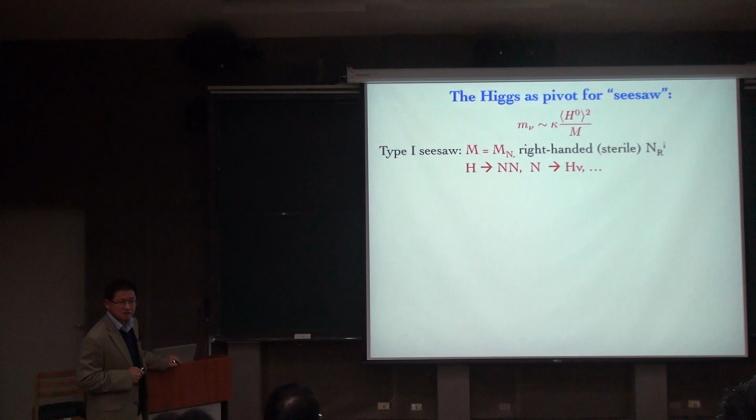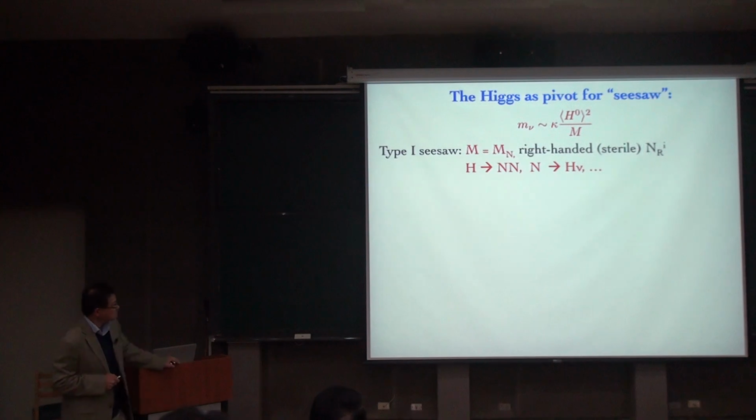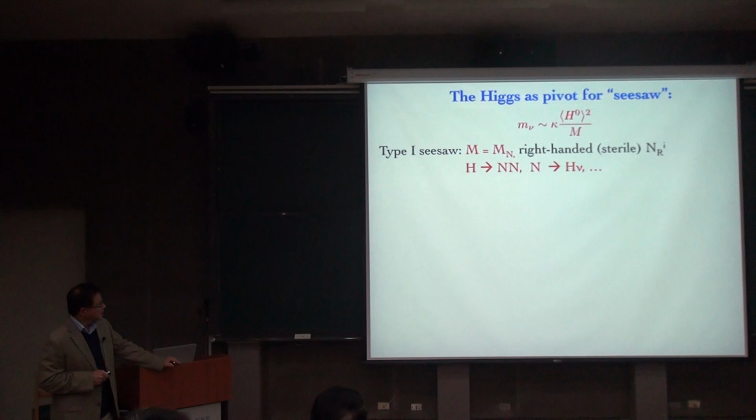proportional to the Higgs vacuum expectation value. The smallness of this may be due to new physics above this. We call it the seesaw mechanism. This is the seesaw mechanism. A high scale gives you the lower scale, but the pivotal point is the Higgs phase transition vacuum expectation value. We call it type 1 seesaw when there are new heavy right-handed neutrinos.